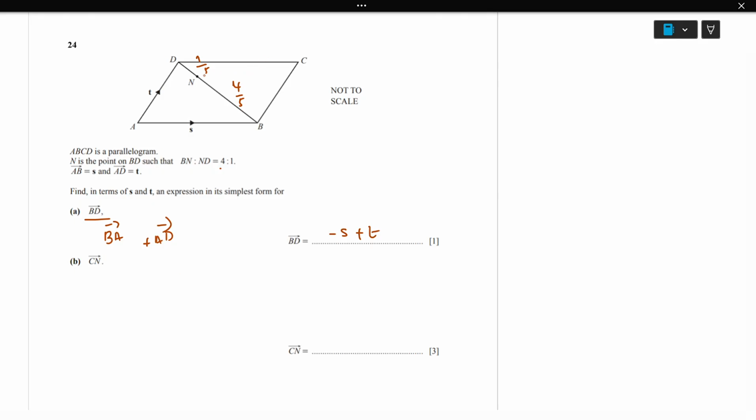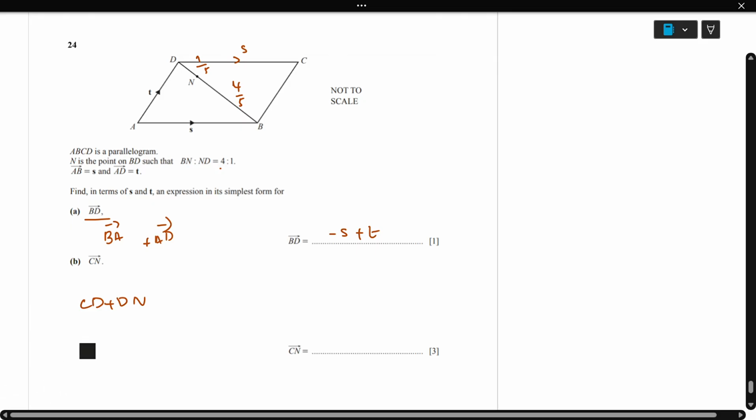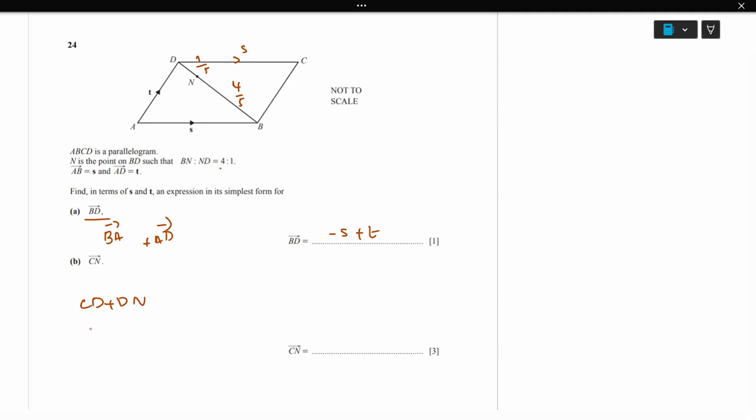Next to CN. CN is going to be CD plus DN. CD, from here to here is the same direction, here to here is yes. So when it comes negative, it's going to be negative s plus, this is BD. So BD is down to up, so we are coming D to N, so it's going to be negative s, negative 1/5 of BD. The entire BD is going to be, as we already calculated, minus s plus t.